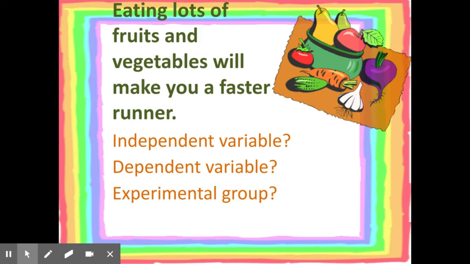So those aren't really quantifiable, meaning we don't really have a number to put on lots. It's just a very straightforward, simple example. And we already identified the control group as being the person who eats an average amount of fruits and vegetables.